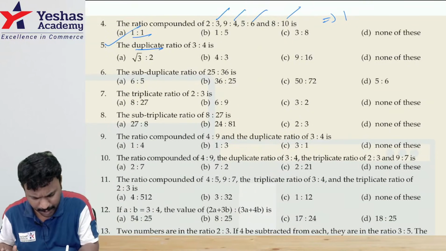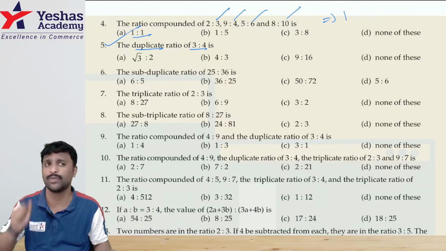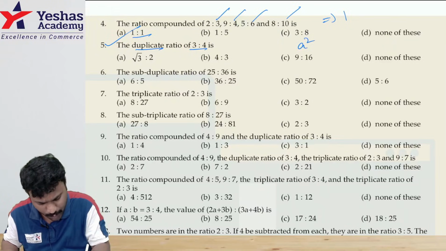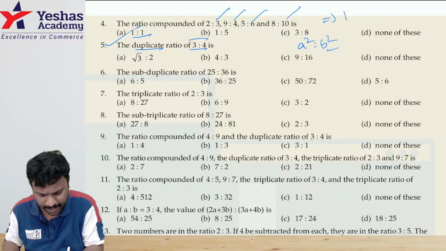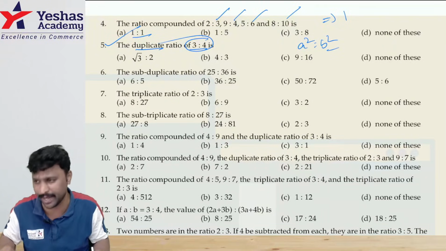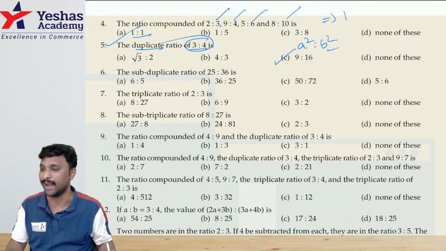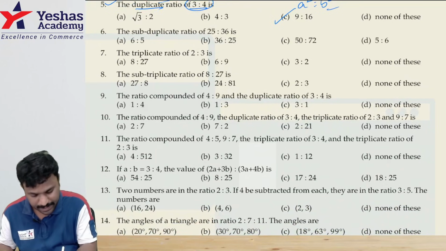Moving on to the next question, the duplicate ratio of 3 is to 4. Guys, what is the duplicate ratio of A is to B? The duplicate ratio of A is to B is A square is to B square. Therefore, the duplicate ratio of 3 is to 4 is 3 square is to 4 square. That is 9 is to 16. Option C is the right answer.